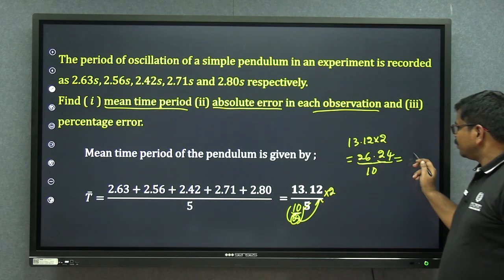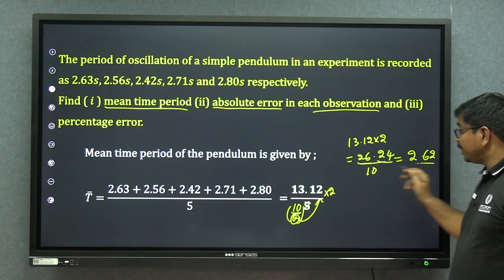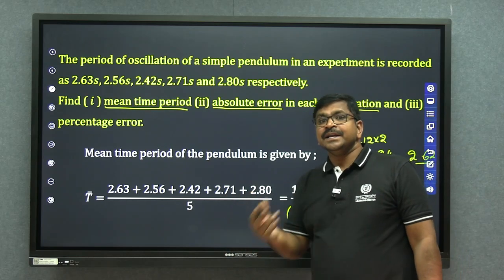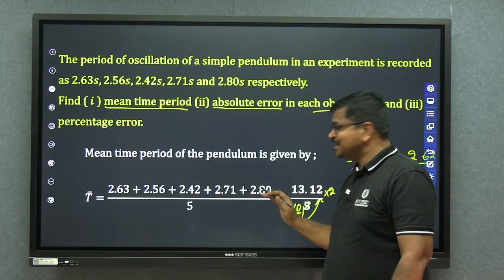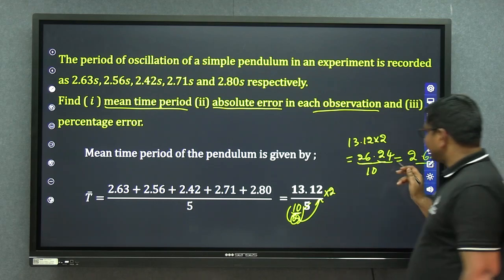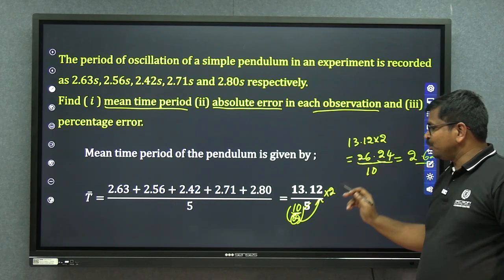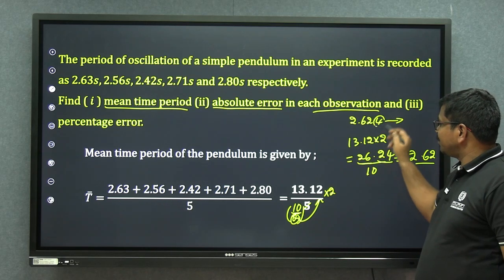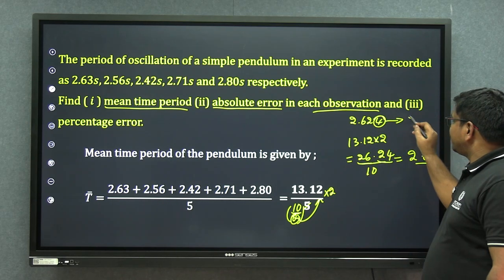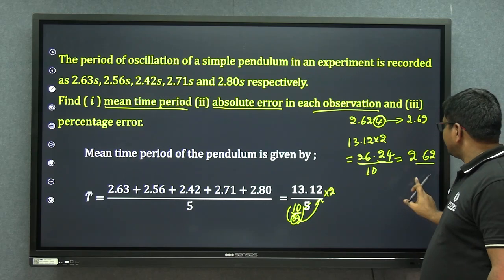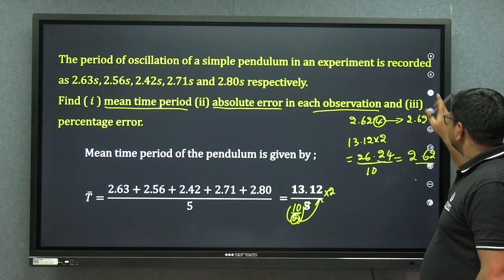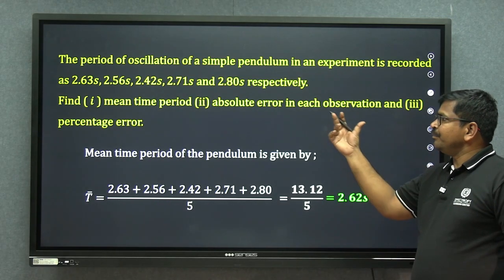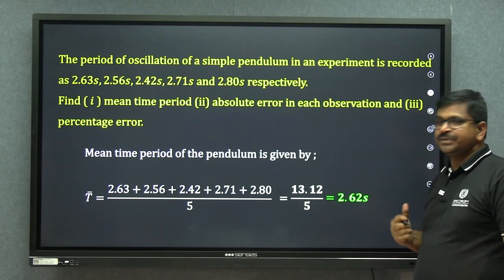So you will be getting 2.624, but we write only 2.62, because it is simple addition of the measurements, and in addition the least decimal is accurate up to only the second decimal. So even though you get 2.624 here, it is rounded off. This 4 is the dropped digit, less than 5, so we will write 2.62 only, and that is why you will be getting your value as 2.62 seconds. So that is mean time period or average, right?